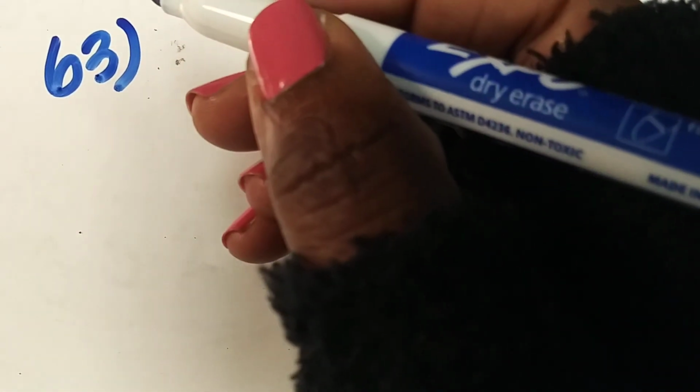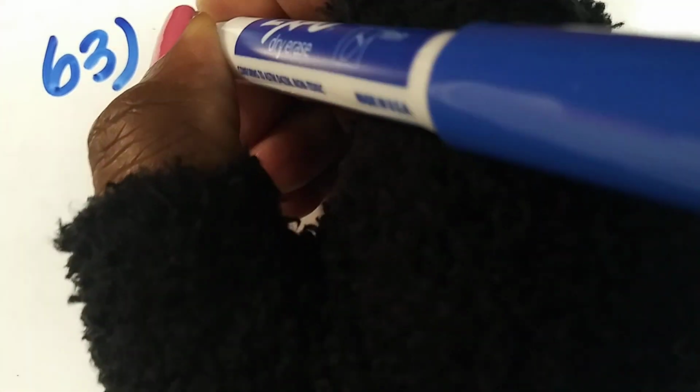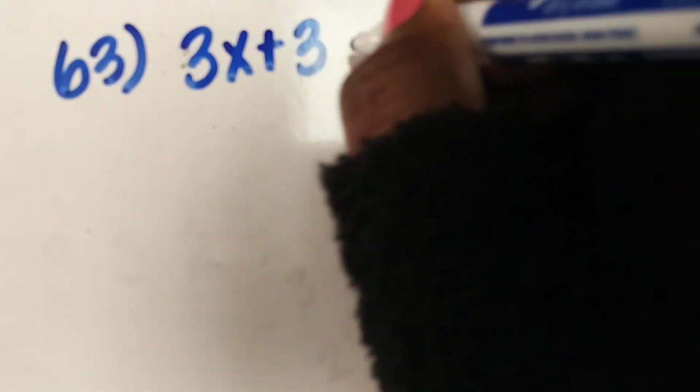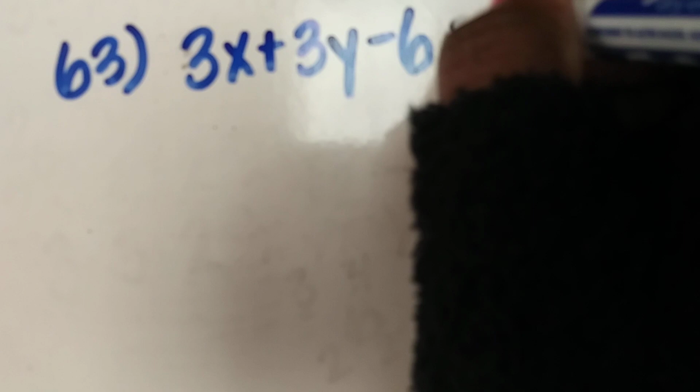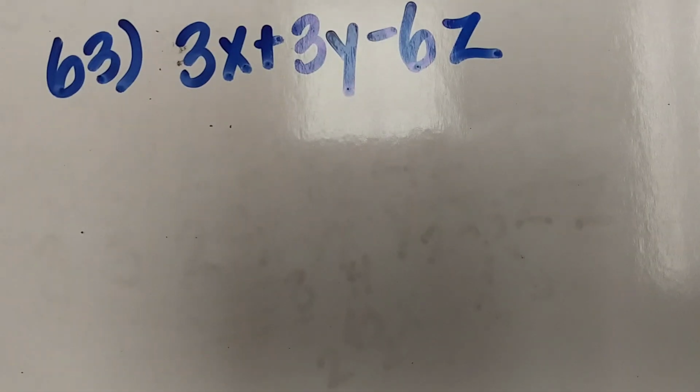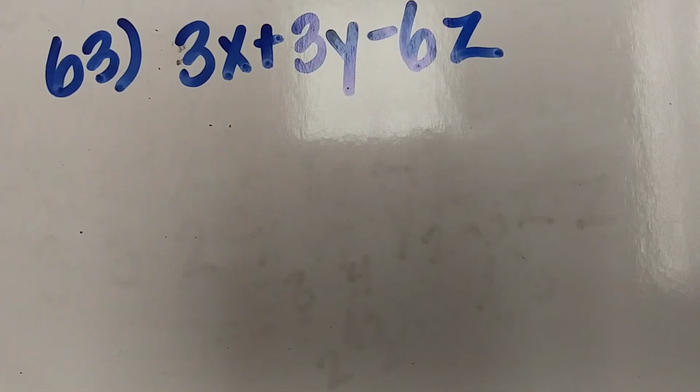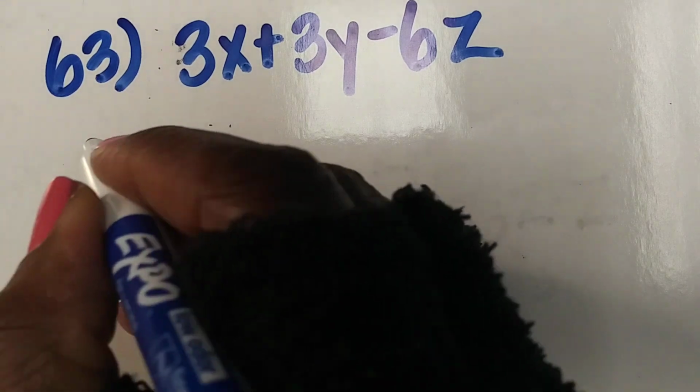On number 63, we have 3x plus 3y minus 6z. How many terms do I have now? I have 3 terms, so we are looking at a trinomial. Now, in all 3 terms, what do they have in common? All 3 terms I can factor out a 3.